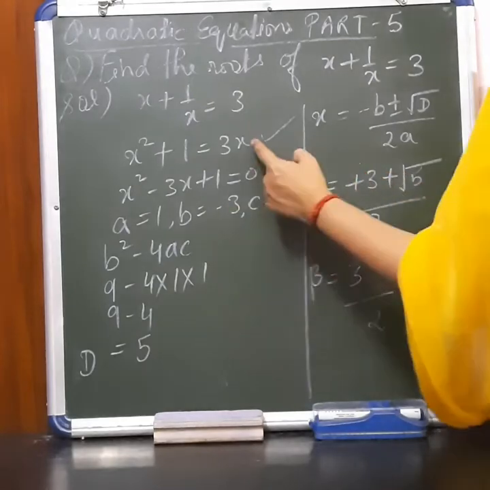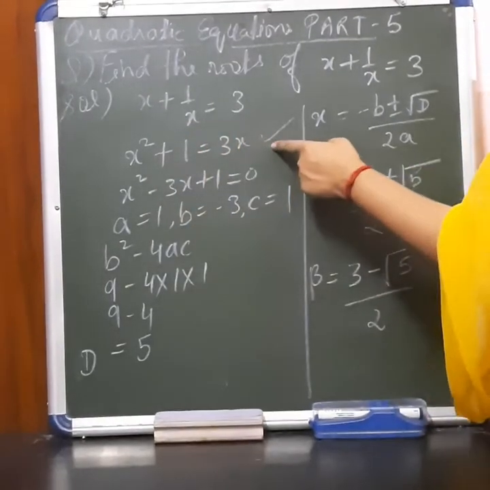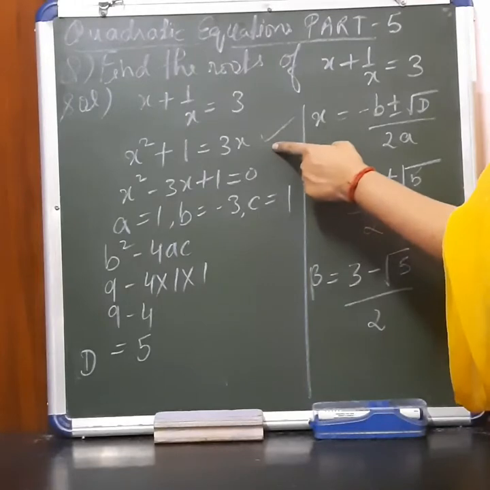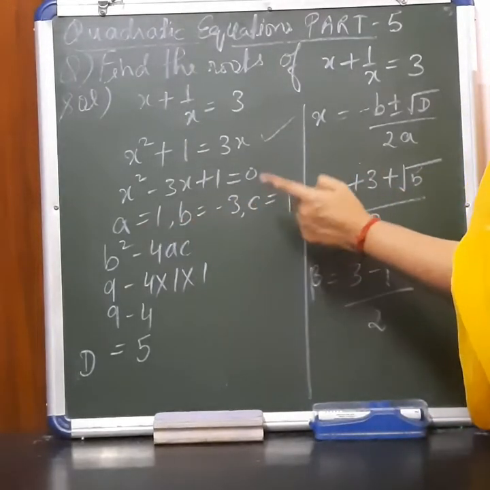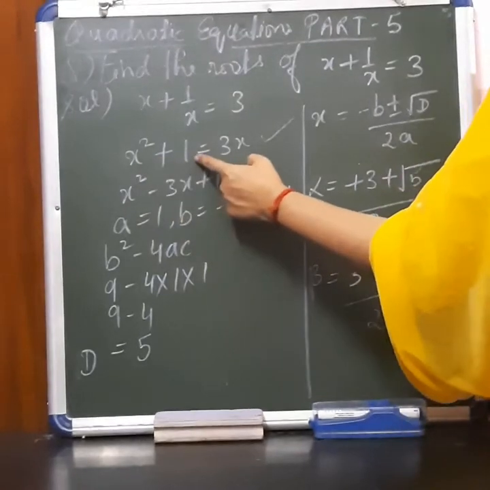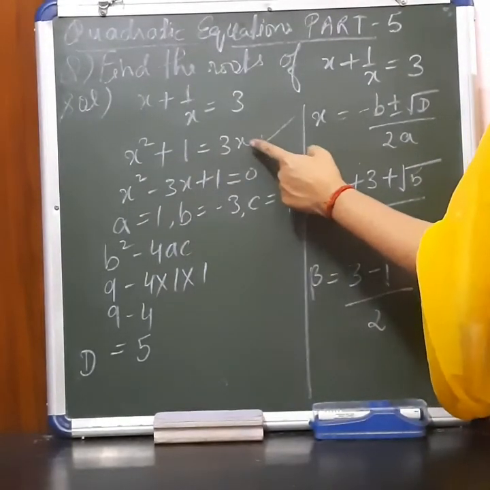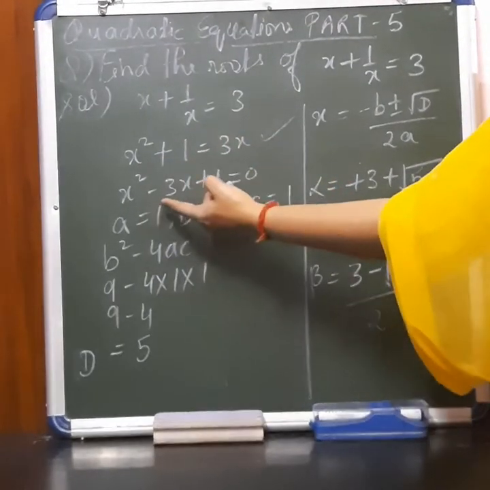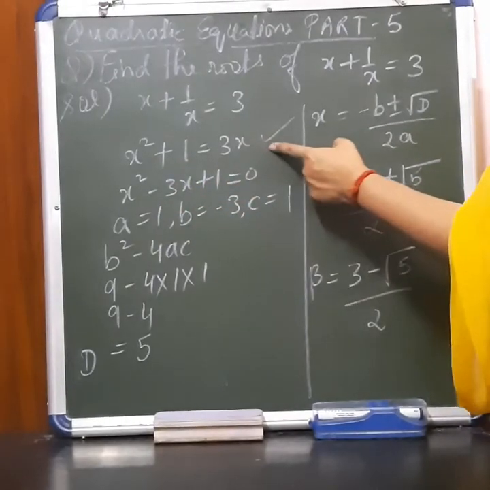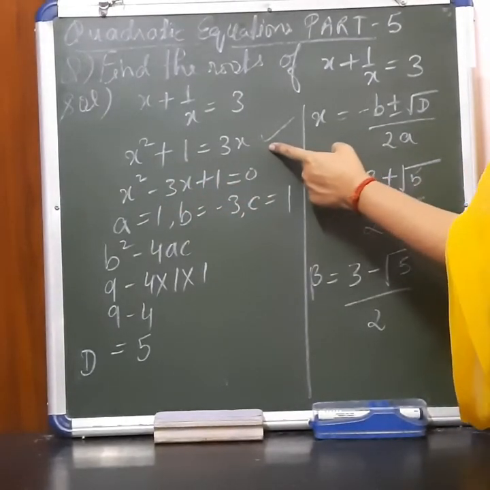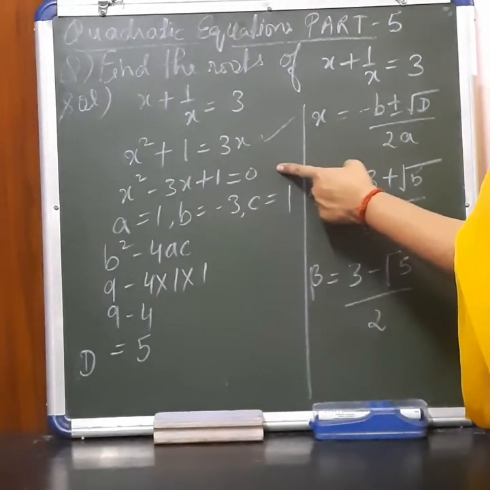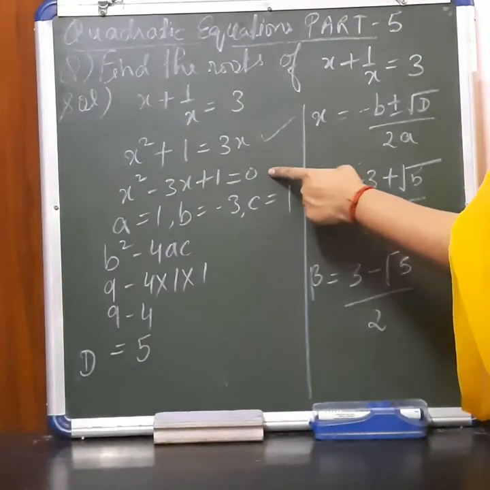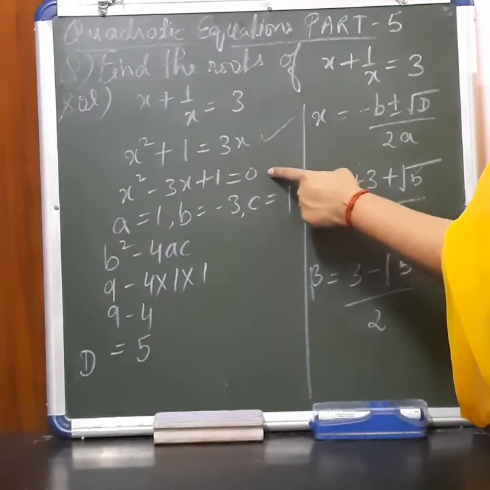Now we have to form ax square plus bx plus c to find the values of a, b, c. So x square plus 1 is equal to 3x. 3x we will take to the left hand side, so the sign of 3x will change. It will become x square minus 3x plus 1 is equal to 0. Now this is the formation of the quadratic equation.